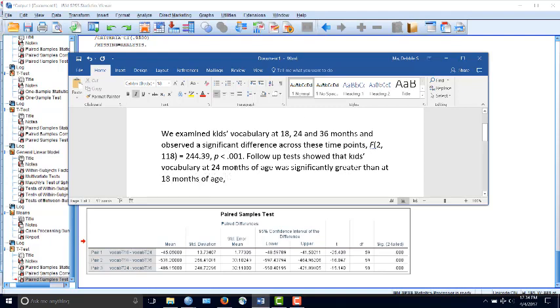So where is that test? 18 months and 24 months is here, right? So we'll report that as t, and the degrees of freedom is 59, equals negative 24.41, and a p of less than 0.0001.